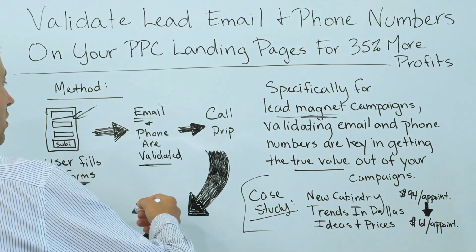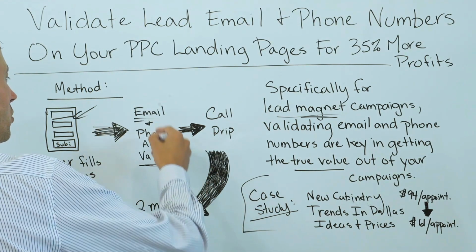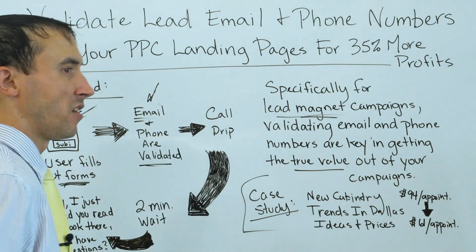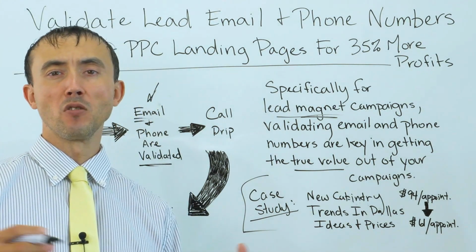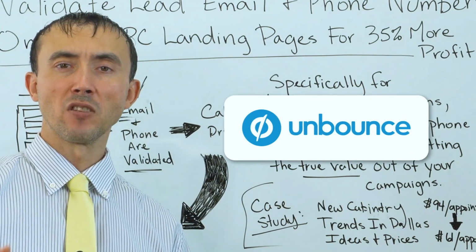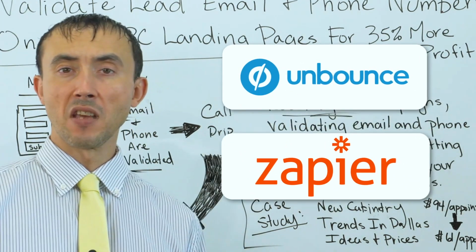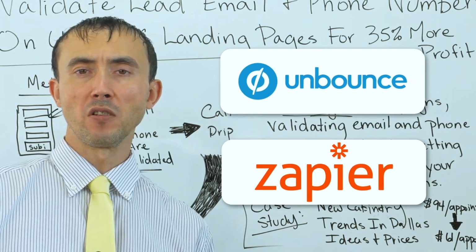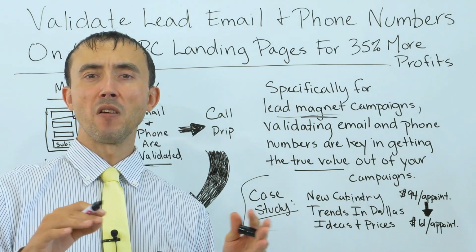For that matter, you get the information, you know it's validated, you use a third-party service to validate the email address and phone number in real time. If you're using a landing page tool like Unbounce, like we use at our own agency, using Zapier, you can connect with the third-party services and they'll validate the email and phone number in real time.